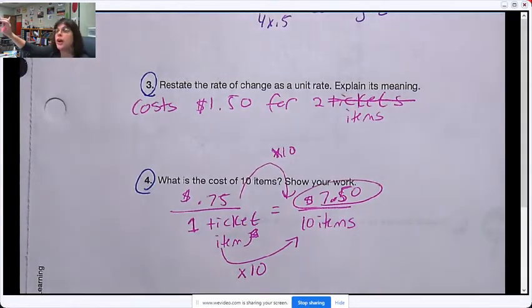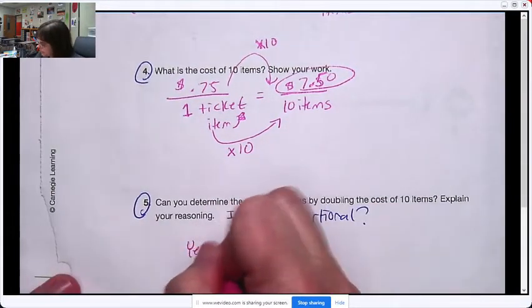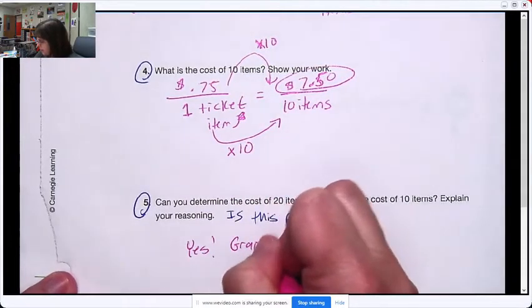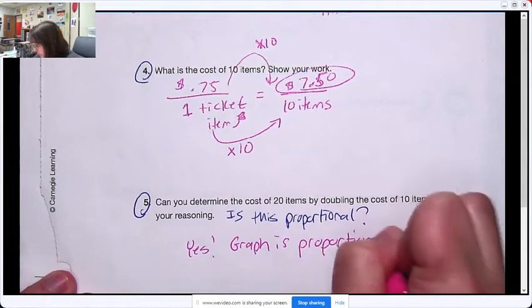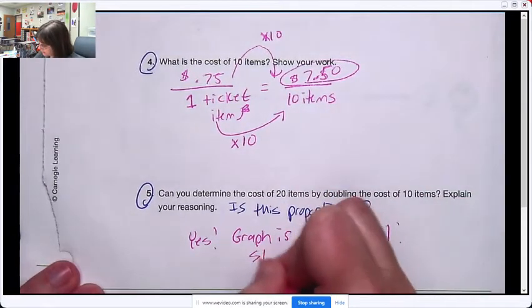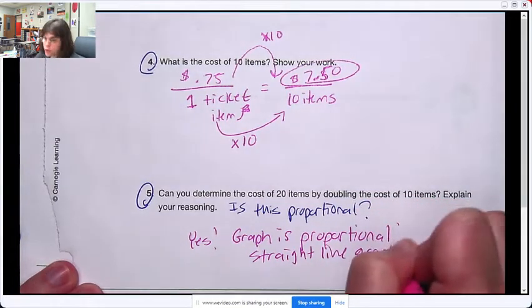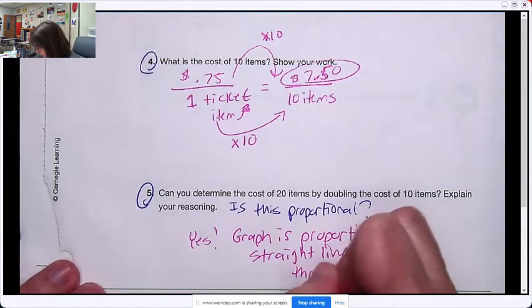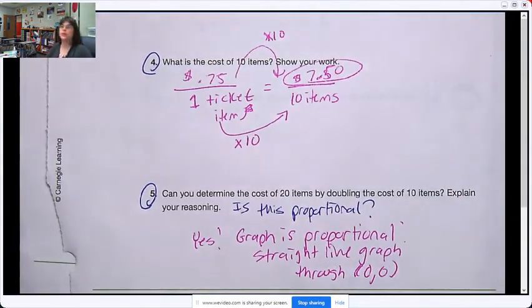Now it says, is this graph proportional? So can you determine the cost of 20 items by doubling the cost of 10? Yes, you could, because the graph is proportional. And just to remind you what that means, it is a straight line graph through 0, 0. Straight line graph through 0, 0. Okay? That's why it's proportional.